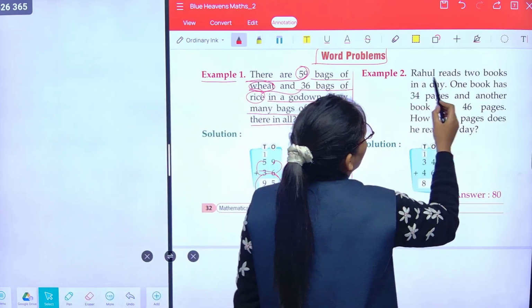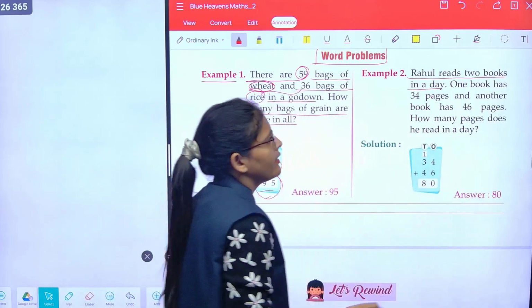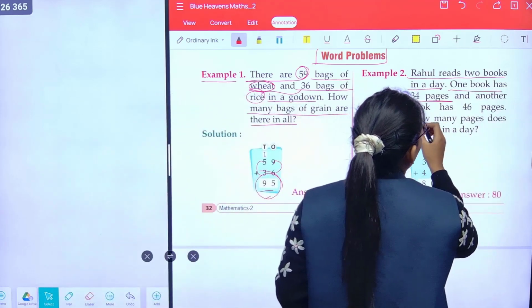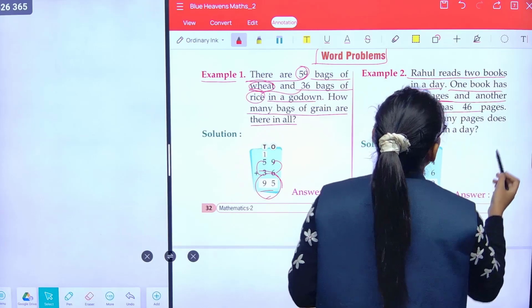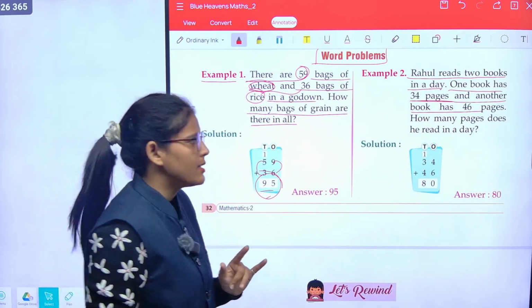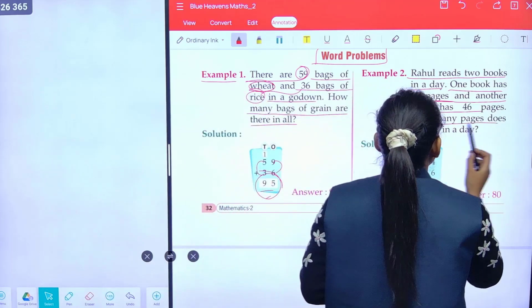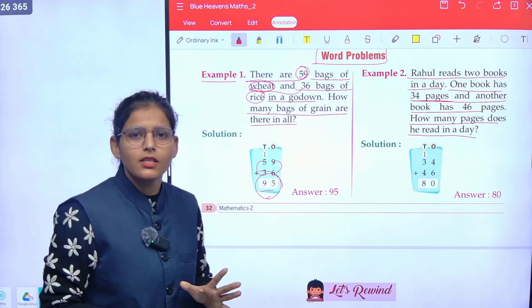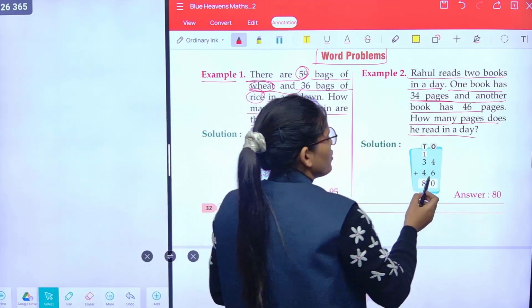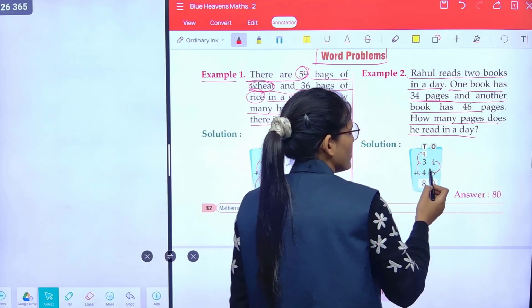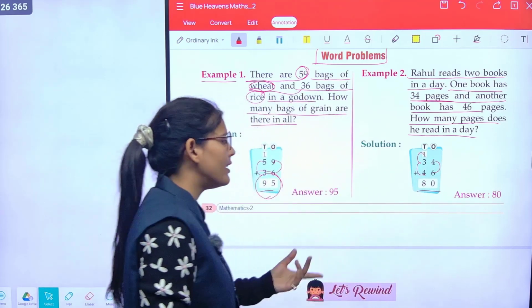Now Rahul reads two books in a day. One book has 34 pages and another book has 46 pages. How many pages does he read in a day? So 6 plus 4, 10, 0, carry 1. 1 plus 3, 4, 4 plus 4, 8. So the required sum is 80.